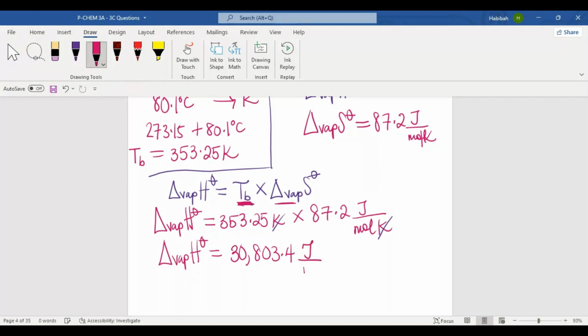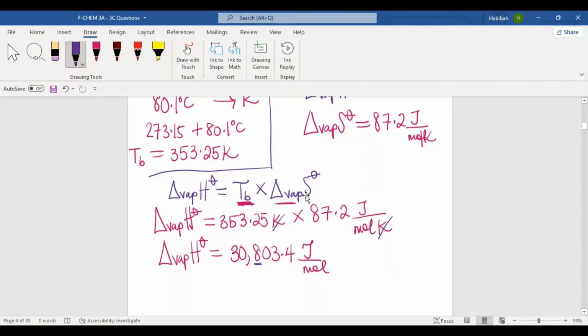Many times whenever you're dealing with enthalpy, you're getting the answer either in joule per mole or kilojoules per mole, but the majority of the time it's in kilojoules per mole. And if you look at this question, you can see how large the value is. So what I'm going to do now is go from joule per mole to kilojoule per mole.